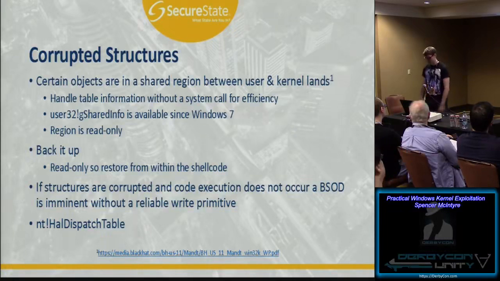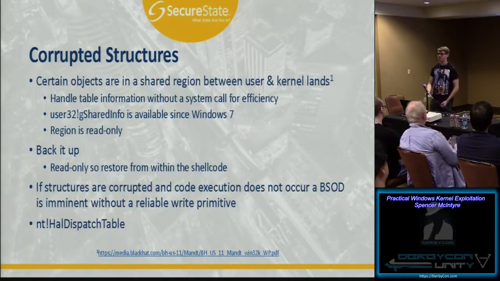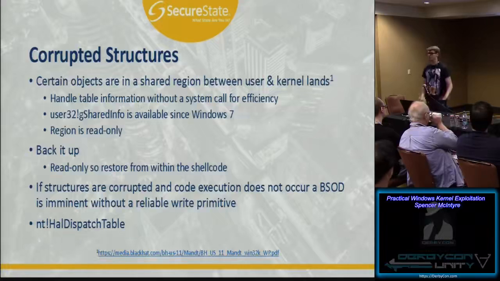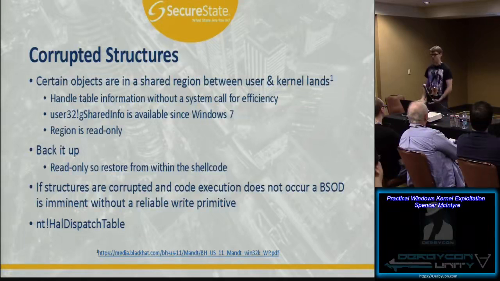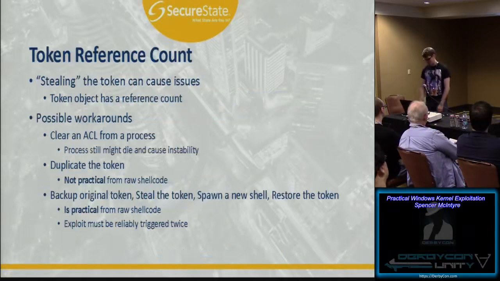Yeah, and once again, if structures are going to be corrupted and code execution doesn't occur, then usually the system is going to die, almost always, because if you don't have that ring 0 execution, it's very difficult to be able to clean up after yourself. It's going to very much depend on what types of things are being corrupted in the access, but most of the time, the system is going to die.